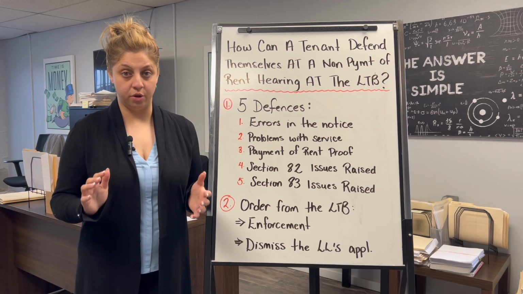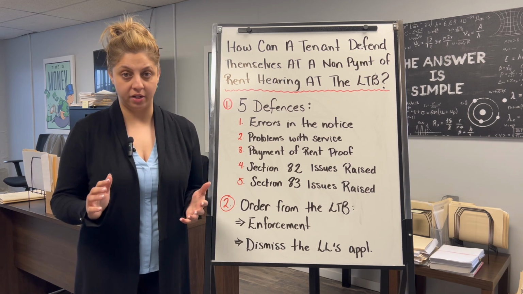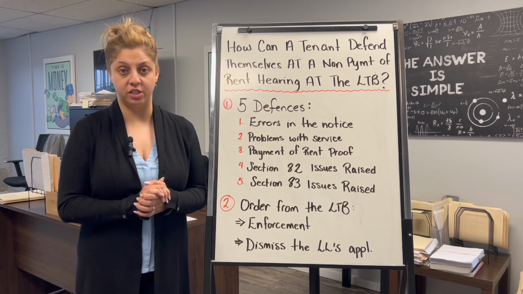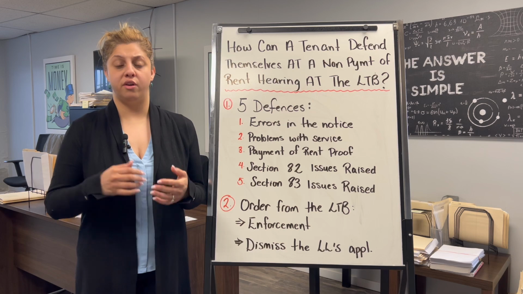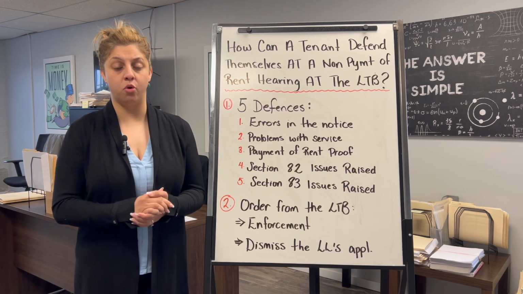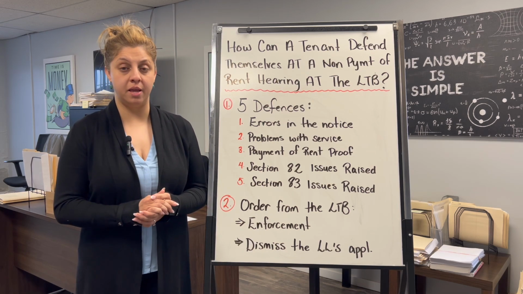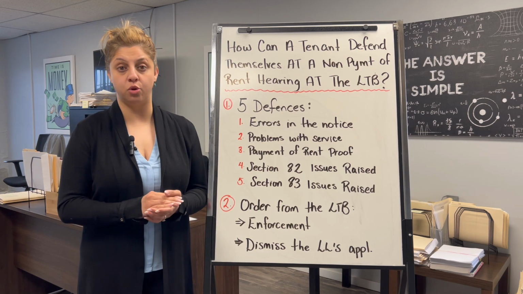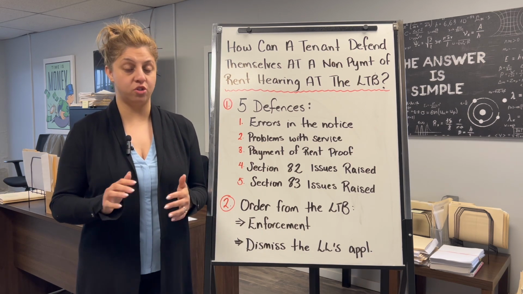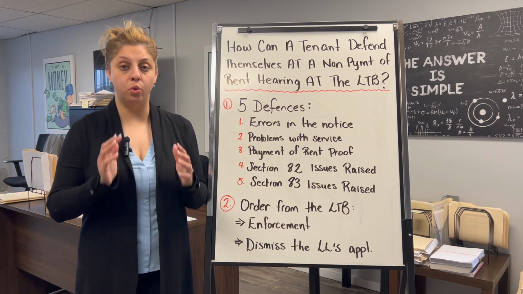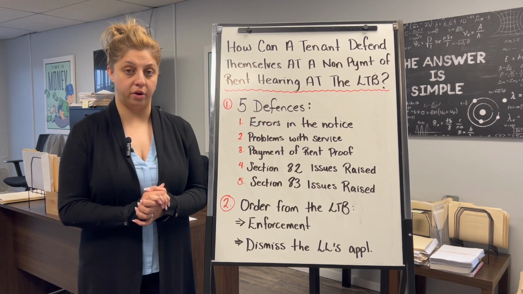Any errors in the notice, no matter how minor, will get your application dismissed. Errors can include missing the postal code, forgetting to put a party's name, or misspelling a party's name, or forgetting to sign the notice, or miscalculating the termination date. Again, any errors, no matter how minor, will get your matter dismissed at the board.